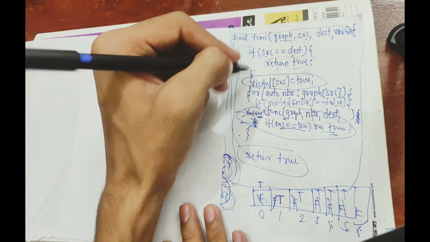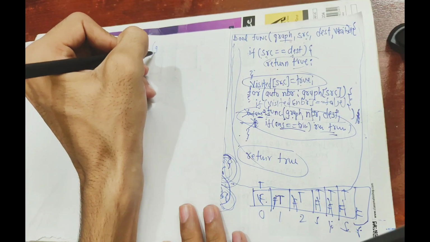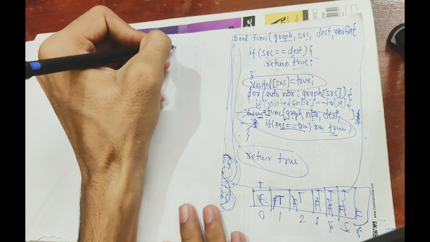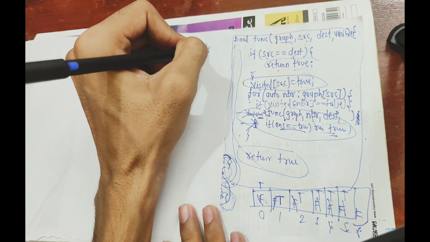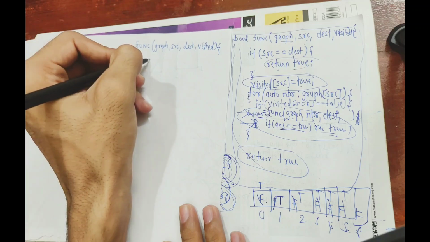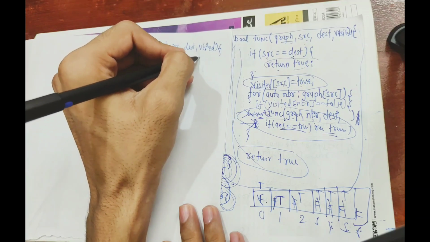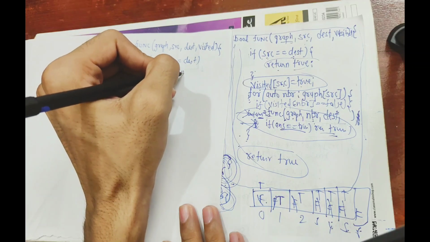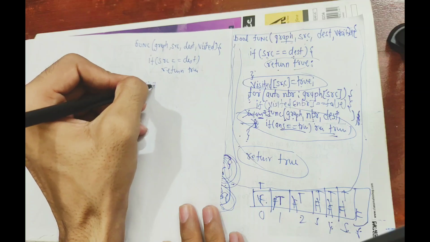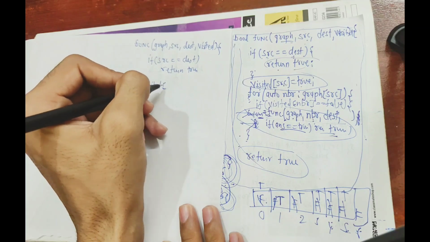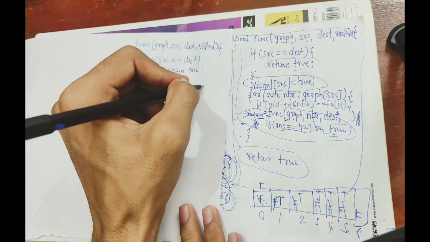So the code will be the same. There is something we need to check: graph, source, destination, visited, and if source equals destination, then we should return from that point. Then we mark visited. If you are not getting this, then I recommend you watch part 1, then you will understand what is going on in this part.